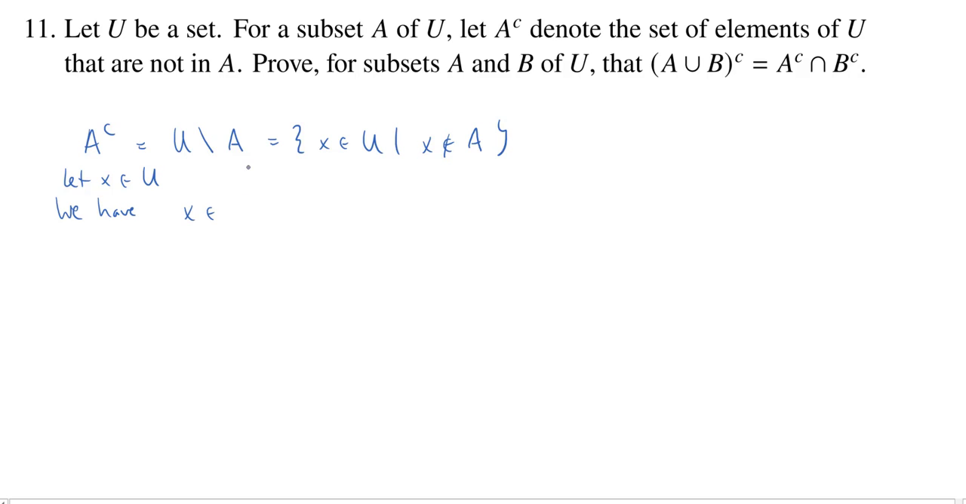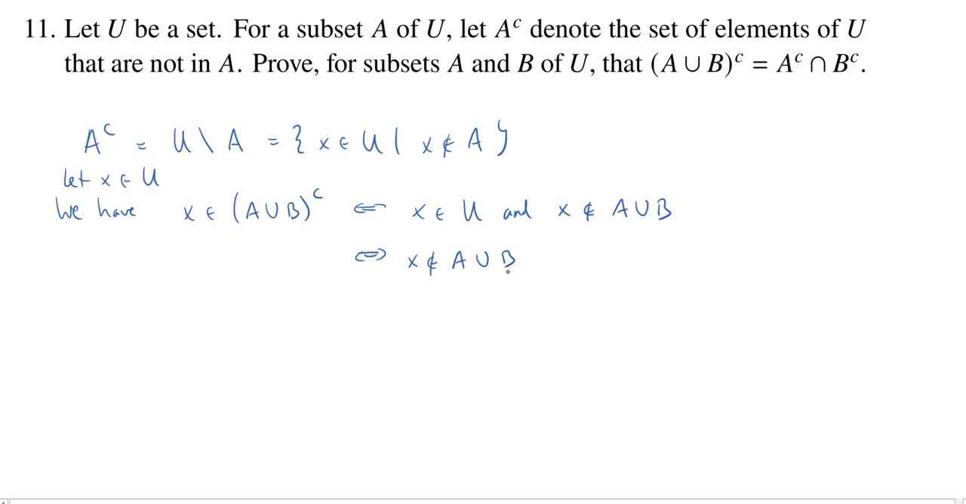We have that X is going to be in the complement of the union. Well, what does that mean? That means that it's in U, but it's not in A union B. So if and only if X is an element of U and X is not an element of A union B. Well, X being in U, we already knew that, so we could just ignore that part, and just say X is not an element of A union B.